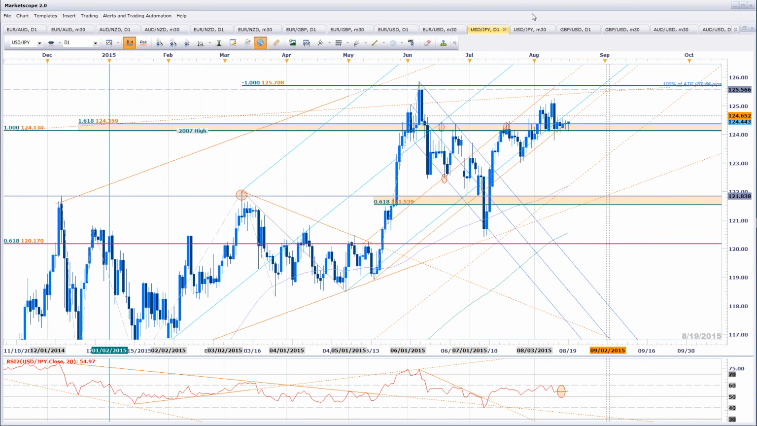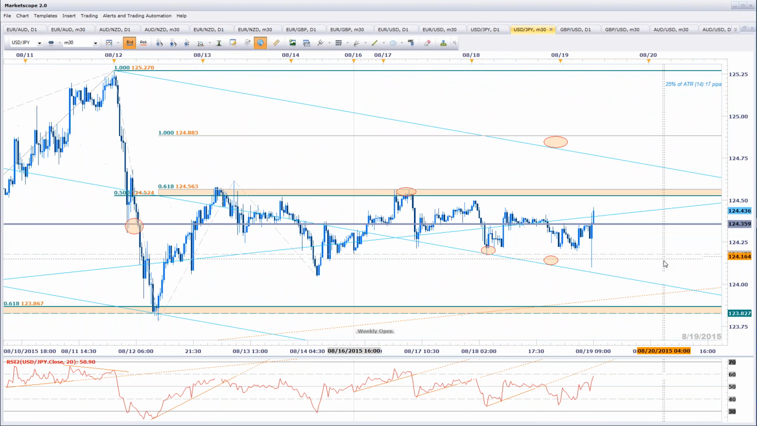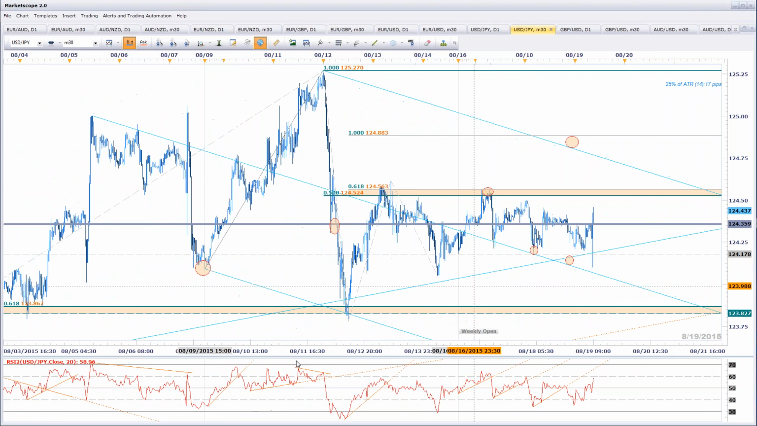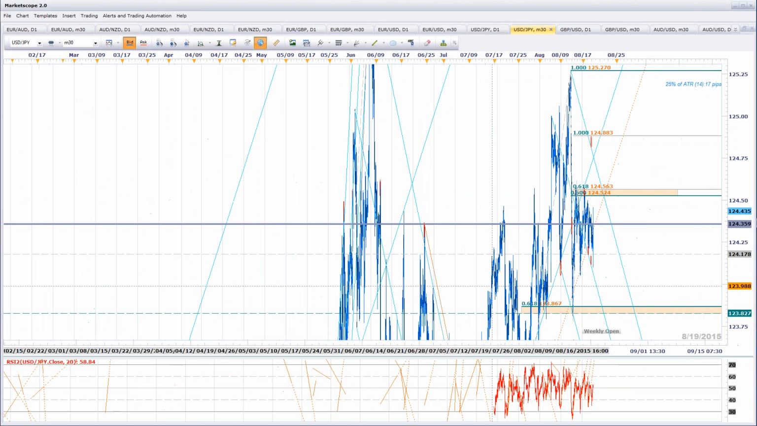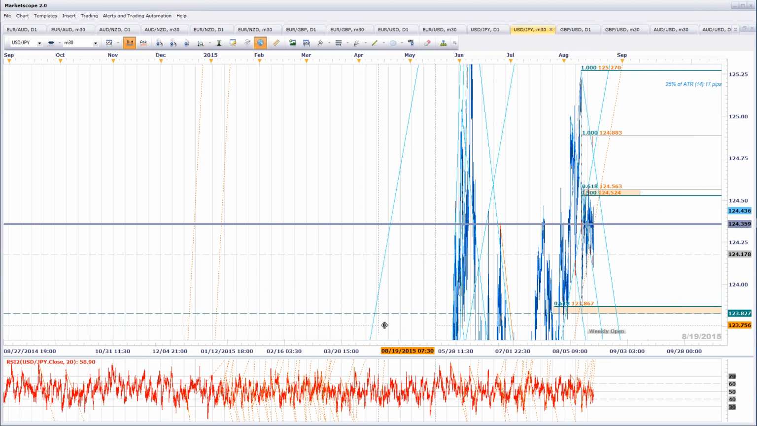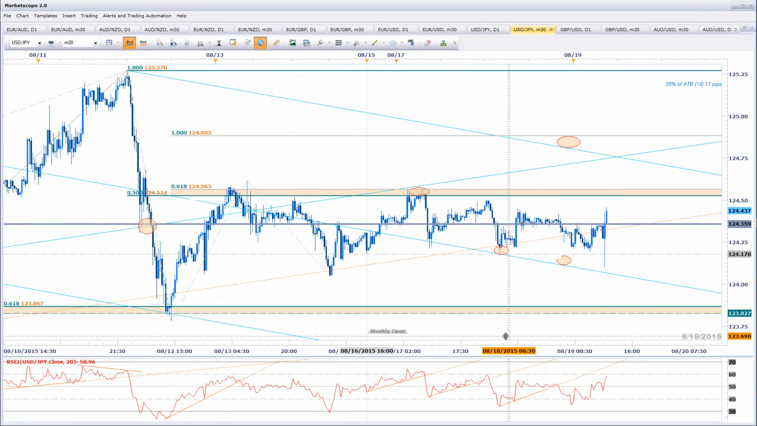So frustrating for me because I really thought that the CPI print today would have given us something here on dollar yen, either the breakdown, which is what I prefer, obviously, or the move into the upper median line parallel, but not getting it. Not getting it.